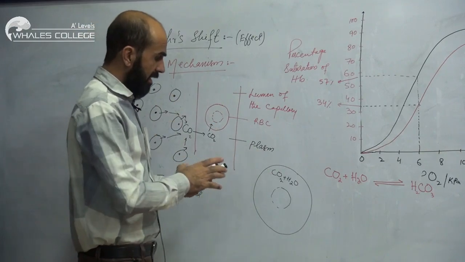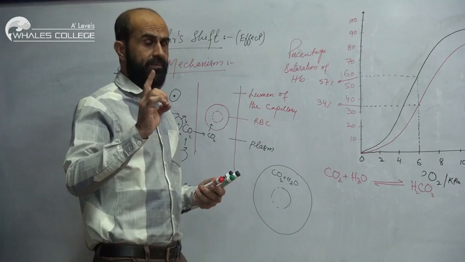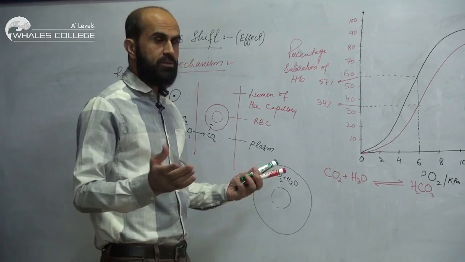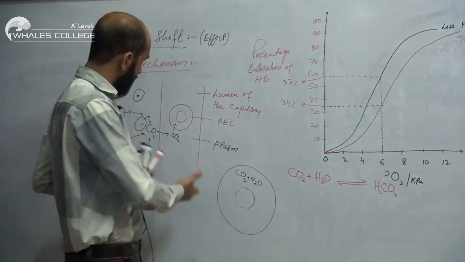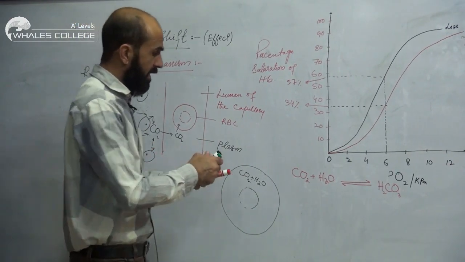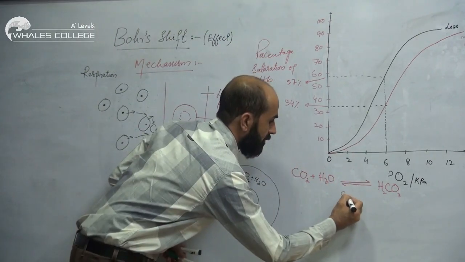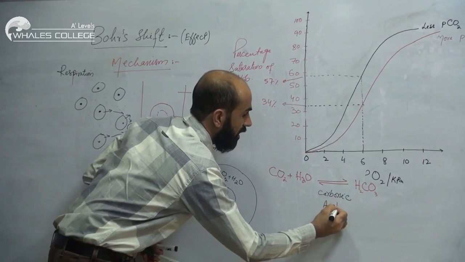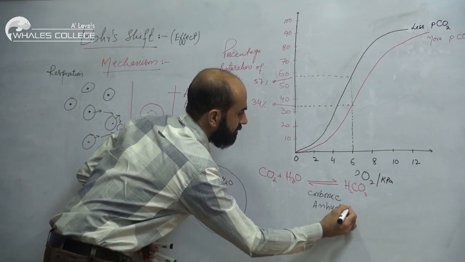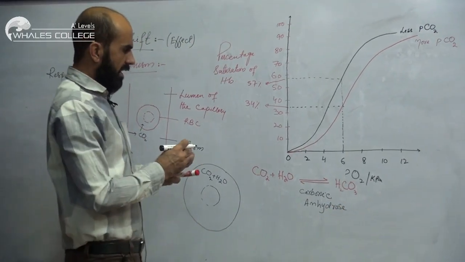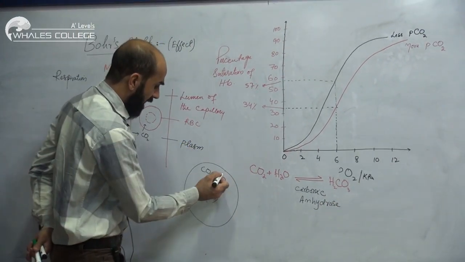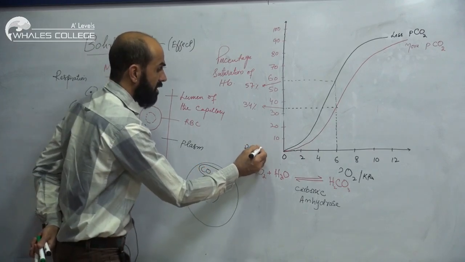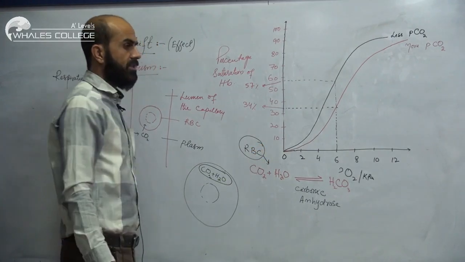Why? The answer is that in RBC we have an enzyme, and that enzyme is responsible for catalyzing this reaction. In the absence of it, this reaction might not take place. That's why it's not taking place in the tissue fluid and in the plasma. And this enzyme is called carbonic anhydrase. Keep in mind the reaction is taking place here in the RBC.